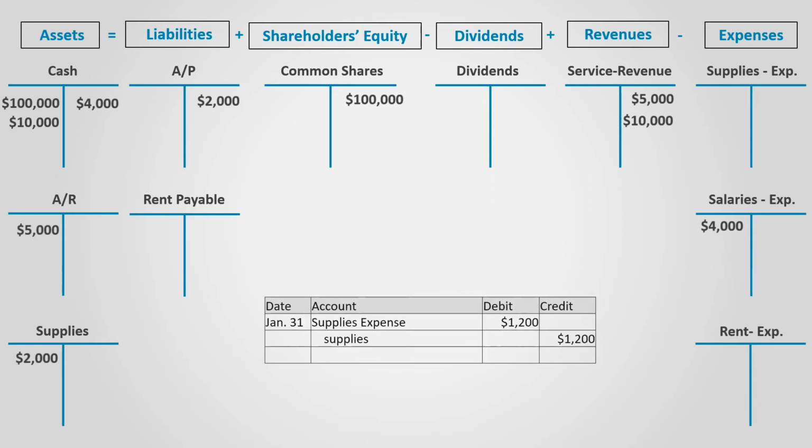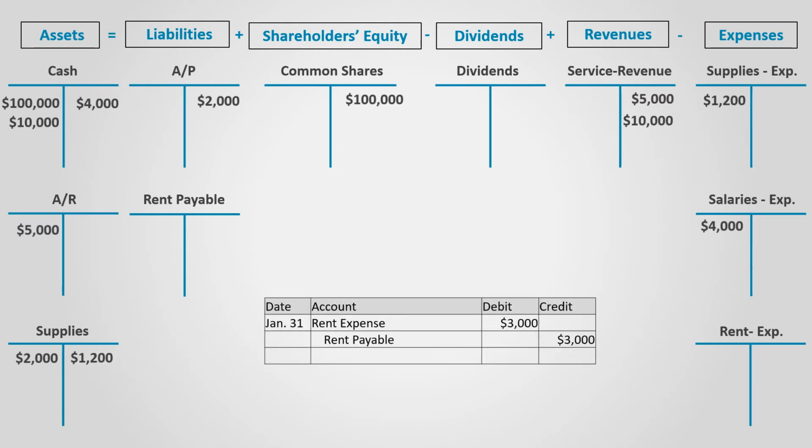On January 31st, based on a physical count, the company found that supplies used is $1,200. Supplies expense is debited by $1,200 and supplies is credited by the same amount. Then this transaction is posted in the ledger accounts as follows.